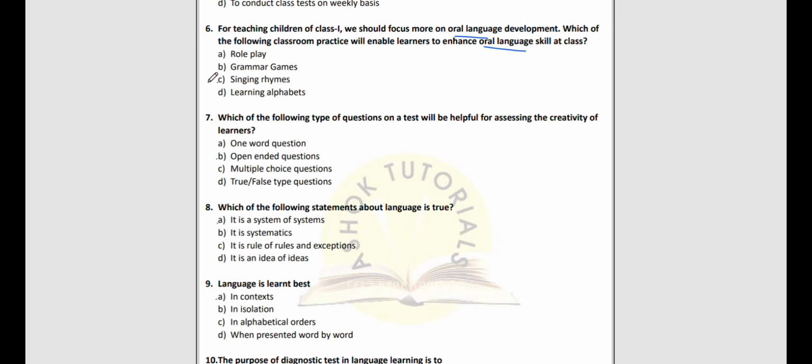The correct answer here will be singing. When the child is singing, his oral language skill will develop. Singing rhymes helps children develop auditory and oral skills, such as discriminating between sounds and developing the ear for the music of words. They know how to listen, what to listen, when to listen, and what sound belongs to what kind of source. Let's go to the next question now.